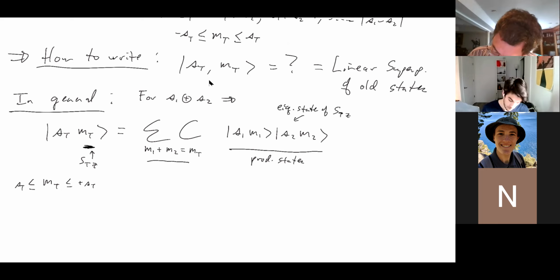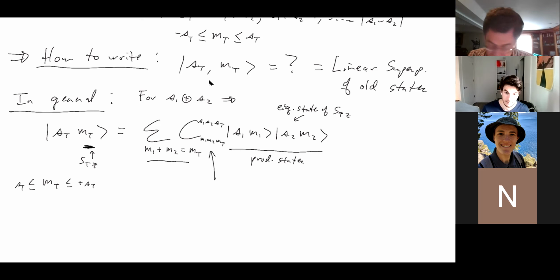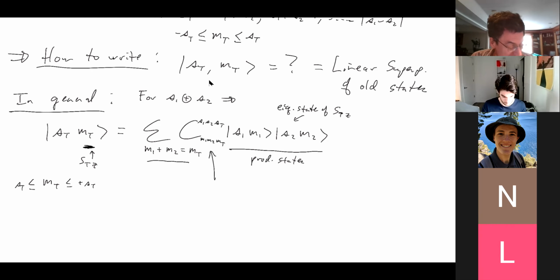And this coefficient then is a special coefficient. It's going to depend on M1, M2, M total. It's also going to depend on S1, S2, S total. So that coefficient is a funny looking coefficient, and it has a name. Does anybody know the name of that coefficient? Clebsch-Gordan. Exactly. That is the Clebsch-Gordan coefficient.